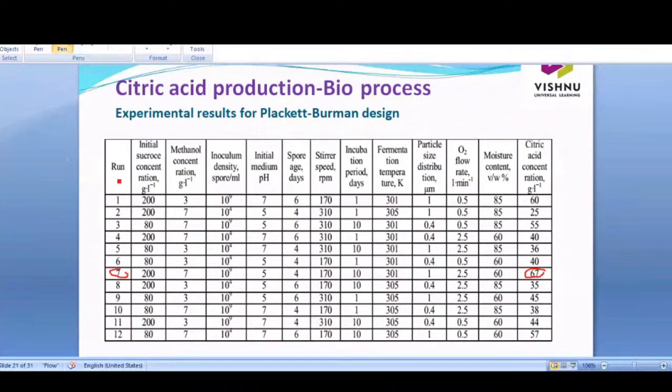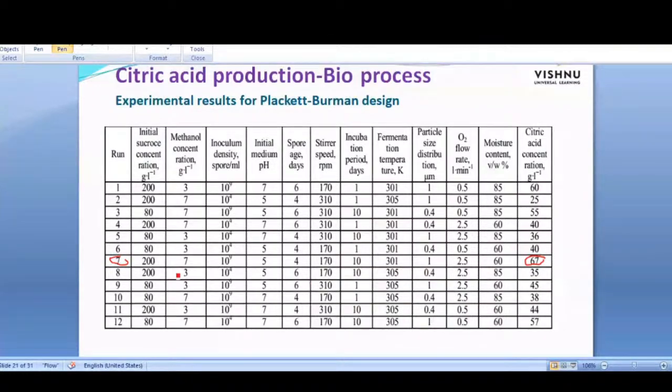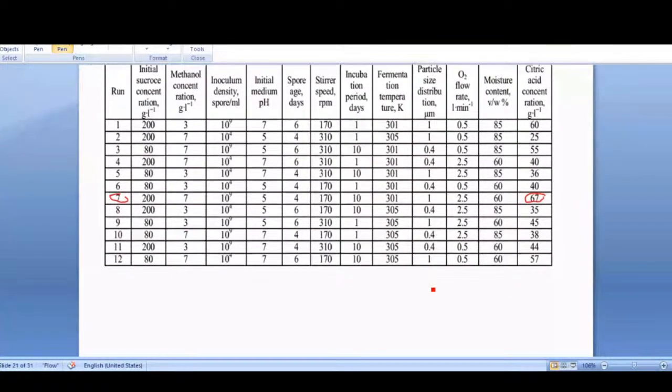That is why the Plackett-Burman design is the screening design, used before the actual conduct of the experiments. Out of the 12 experiments, the 7th run gives the maximum yield of citric acid.